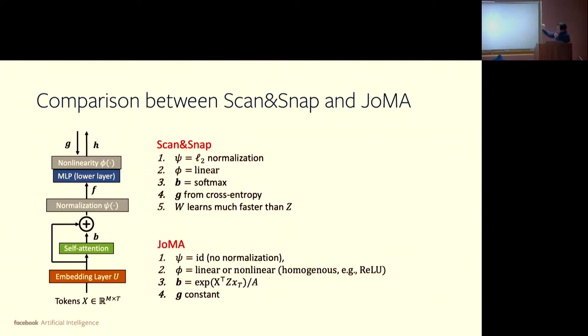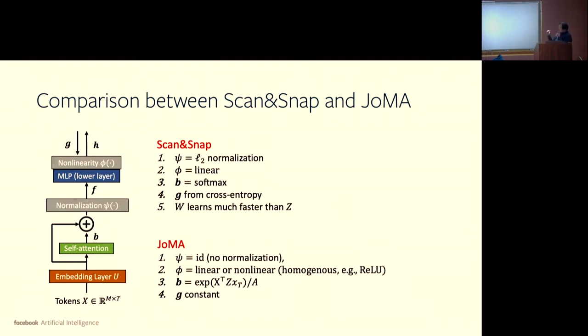The difference between SCAN and SNAP and DRAMA is that they have very different settings. For example, in SCAN and SNAP, you might have additional L2 normalization, and you have to assume that the activation function is linear, and that ZW learns much faster than Z. On the other hand, in DRAMA, we have different settings: maybe phi is the identity, and there's no normalization.